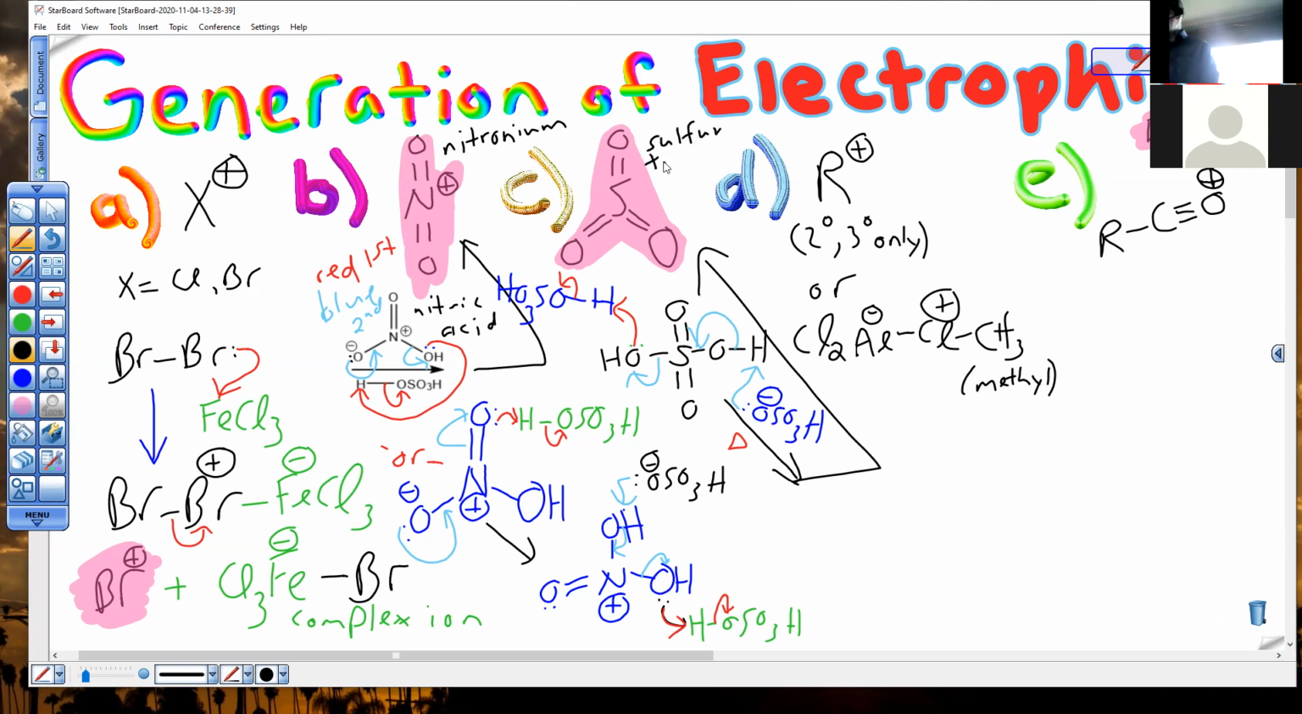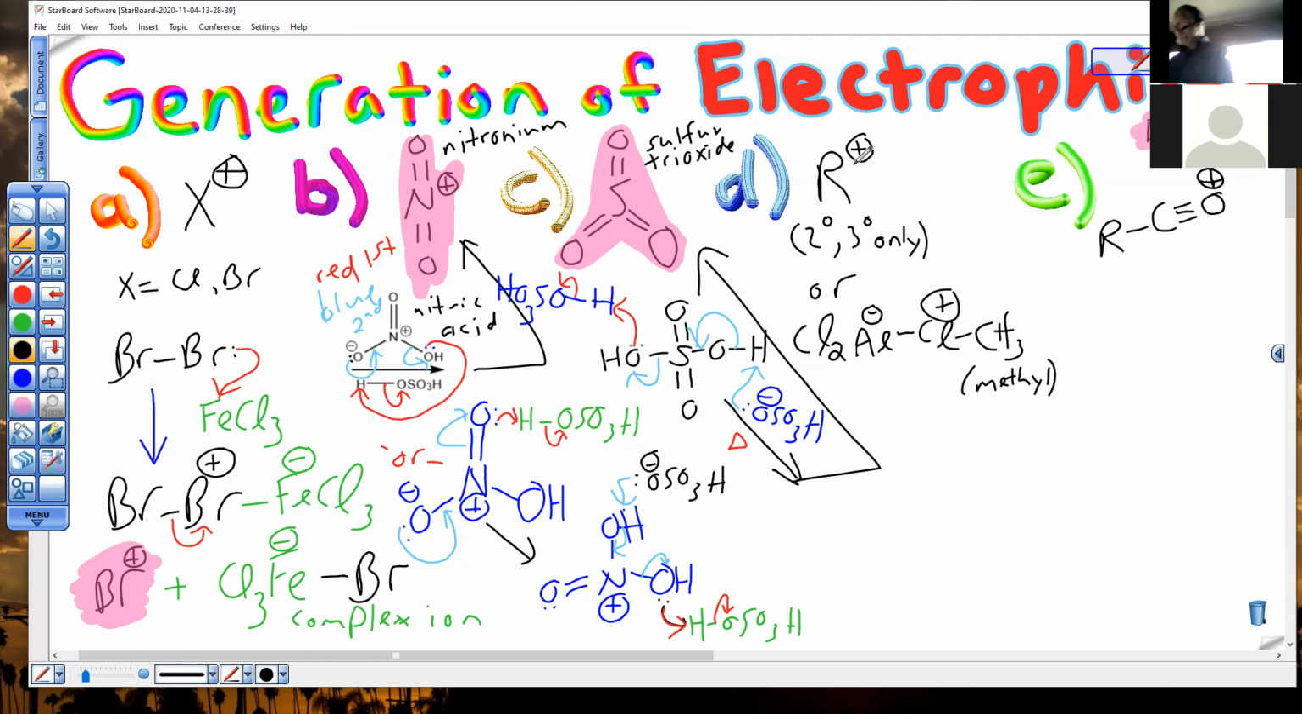How did you make sulfur trioxide? You dehydrated sulfuric acid. Another way to generate sulfur trioxide, burn sulfur in coal. What does it do? Oh, it reacts with water in the air and makes sulfuric acid, contributing to acid rain.